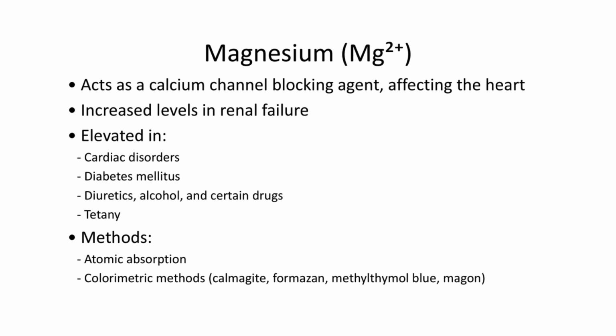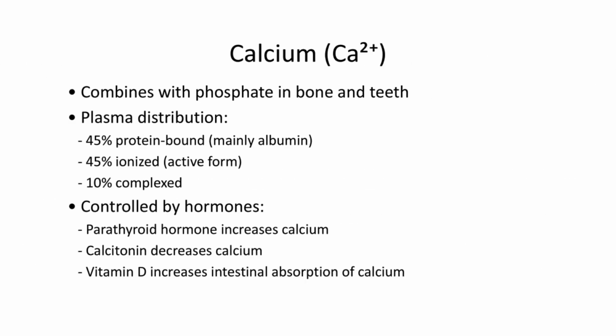Laboratory methods for measuring magnesium include atomic absorption and several colorimetric techniques, such as Calmagite, Formazan, methylthymol blue, or Magon-based methods. Calcium combines with phosphate to form the structure of bones and teeth. In the blood, calcium is distributed in three forms. About 45% is bound to proteins such as albumin, another 45% is ionized and biologically active, and around 10% is complexed with other substances. Calcium is regulated by three major hormones.